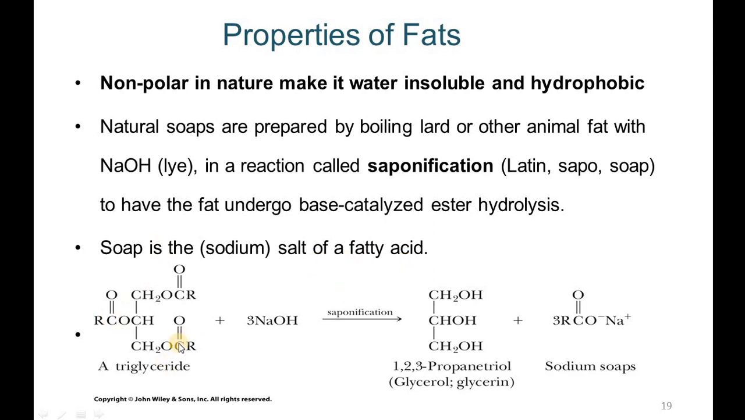Now you just have to look at the structure. This is triglyceride. Triglyceride is, as you can see, a structure of glycerol plus 3 fatty acids. Now here R is indicating the fatty acid, 3 fatty acids are there and the glycerol molecule is there, plus 3 NaOH. If you are adding NaOH, then the saponification process will take place and will give you the glycerol or glycerine plus sodium soap, that is the normal soap that you are using in your normal day-to-day usage.